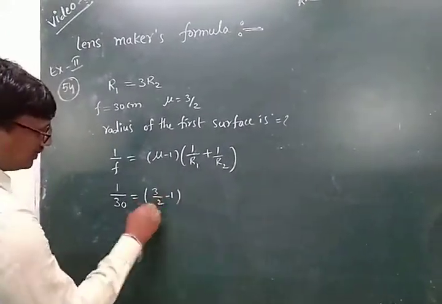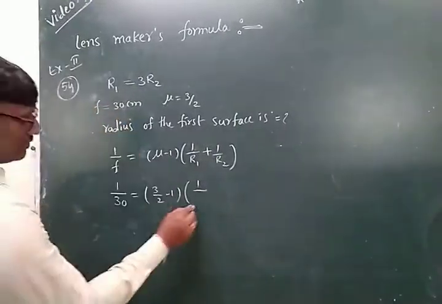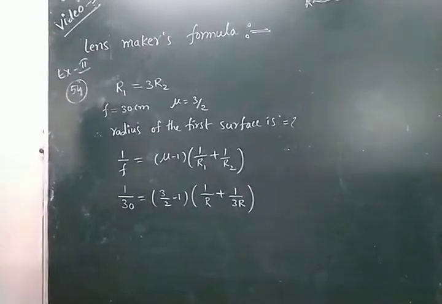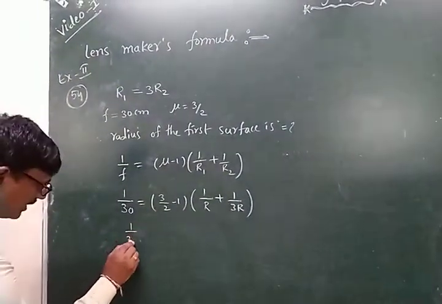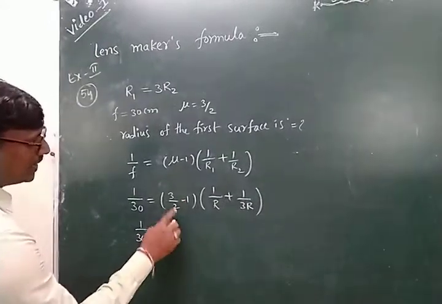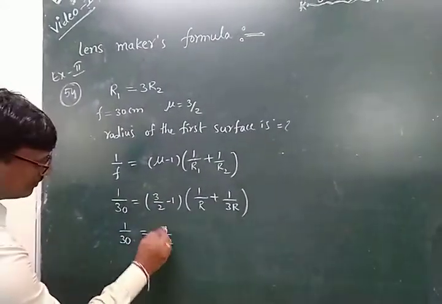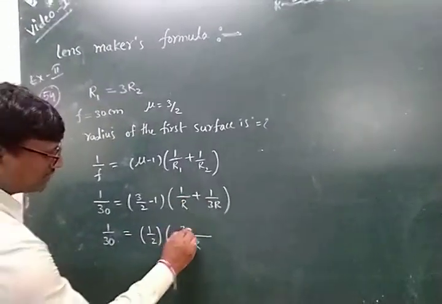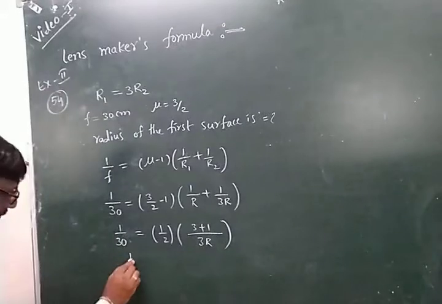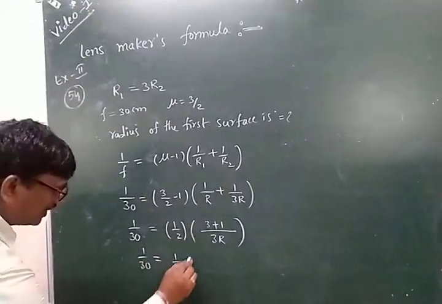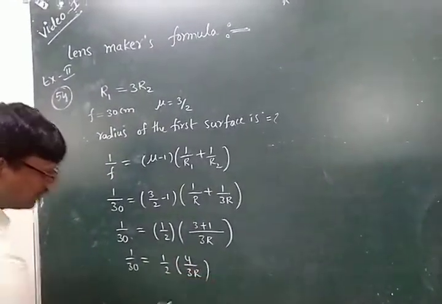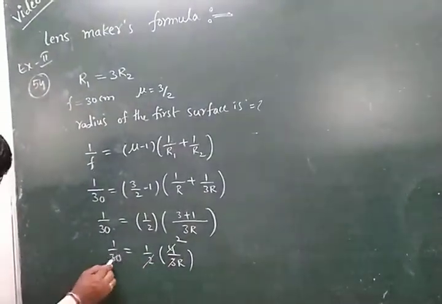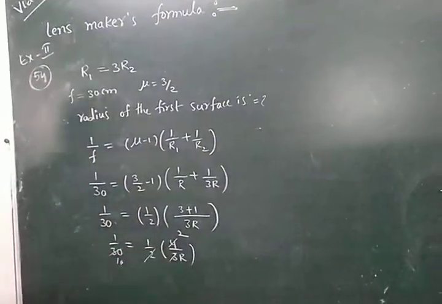So (3 by 2 minus 1) into 1 by r1 plus 1 by r2. We consider r plus r2 is equal to 3r. The radius can be doubled. Then 1 by 30 is equal to 1 by 2 into, taking the LCM, 3r, (3 plus 1) by 3r. So 1 by 30 is equal to 1 by 2 into 4 by 3r. The 2 cancels 2 times, and 3 cancels 10 times. 2 into 10 is 20.